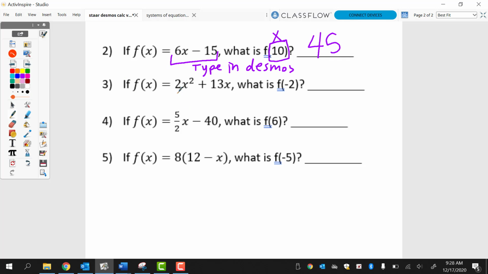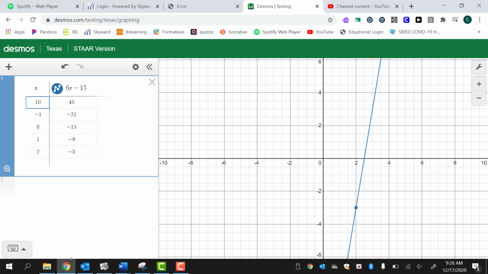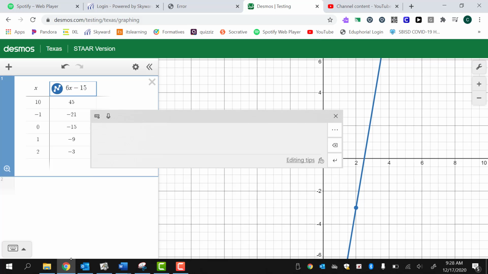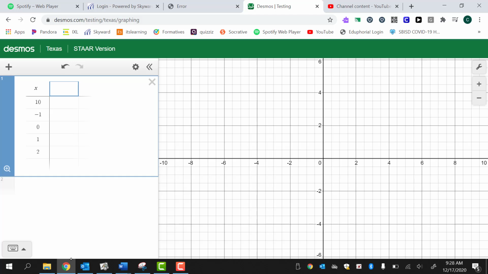In the next one, I just have to change the equation every time and what X number I'm looking for. So in this one, I have exponents. So let's look at how do I type exponents in. So how do I change the equation? Well, now the equation is written up here, so I'm going to click up there. I'm going to delete that stuff. Now I want 2x squared.